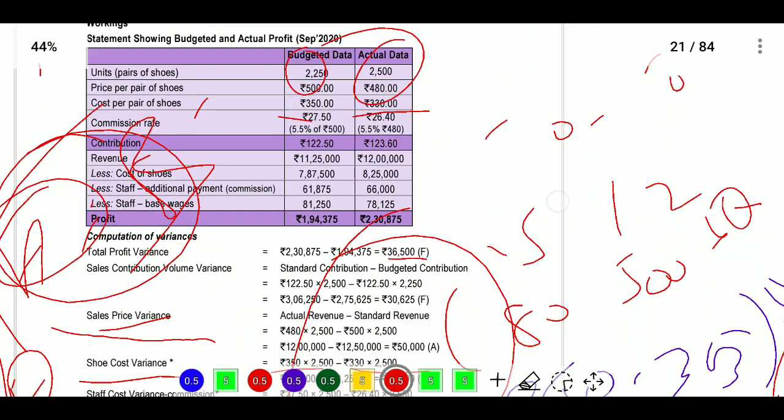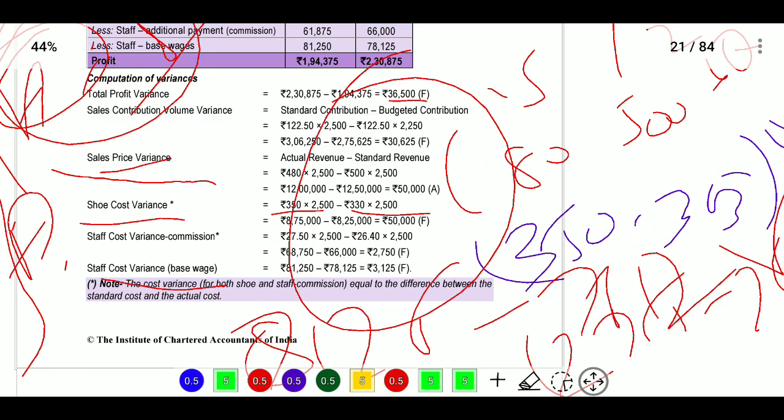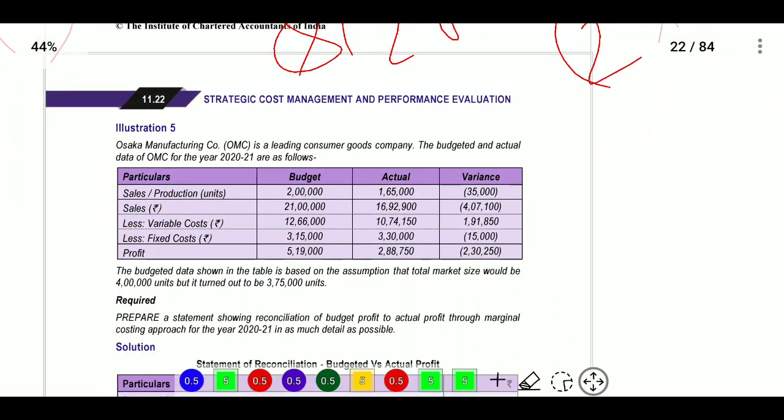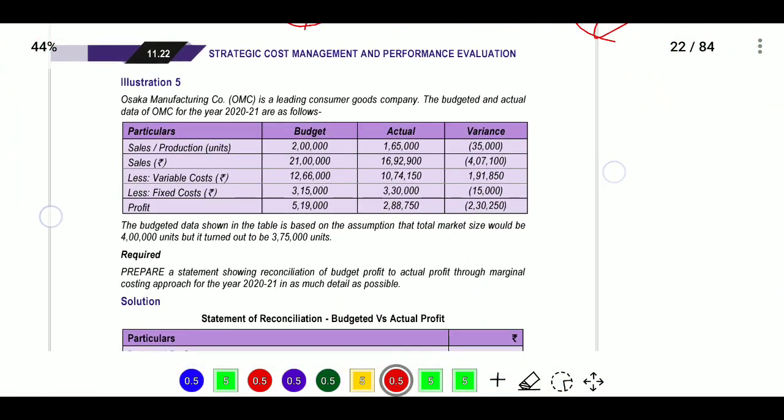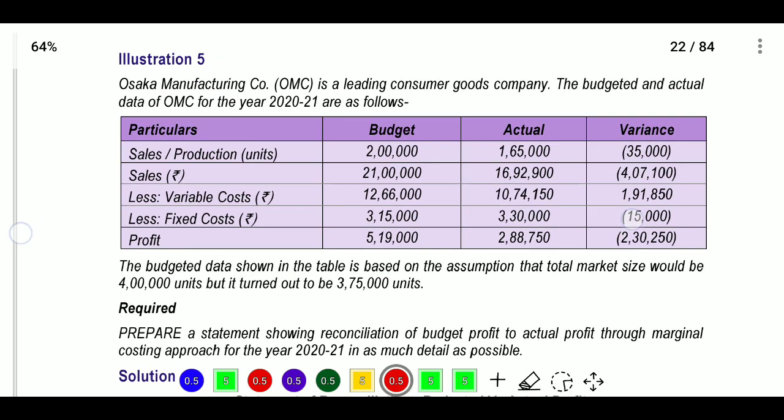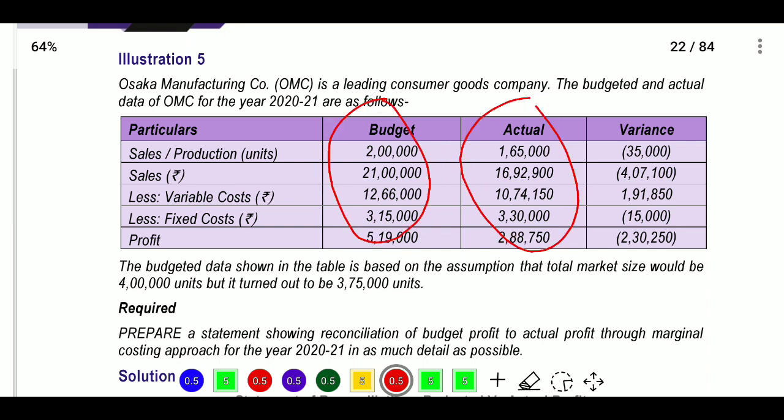Next, question number 5. What is there in question number 5? See, we will see. Oscar Manufacturing Company, OMC, is a leading consumer goods company. The budgeted and actual data of OMC for the year 2021 are as follows. They provided the budget, the actual, and the variance.